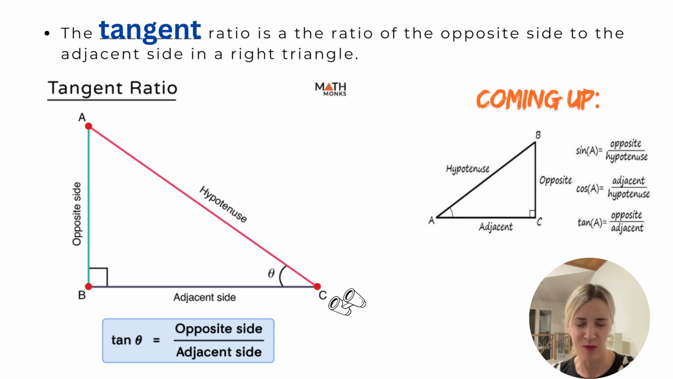You might be wondering, okay, what does that mean? What is the opposite side? What is the adjacent side? It really is based off of that angle theta that you either know or are trying to find. Next we're going to go through how you label your triangle in order to find those opposite and adjacent sides, because our tangent ratio is the ratio of the opposite side to the adjacent side.